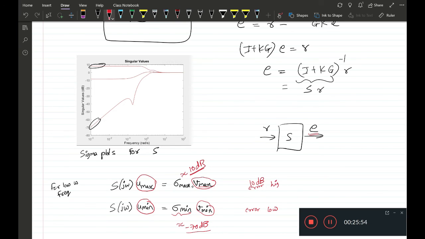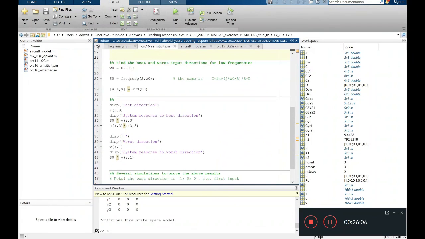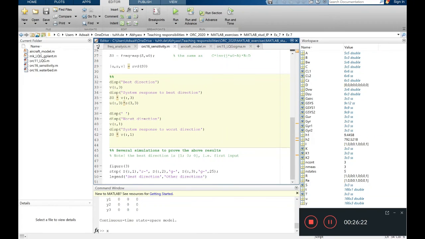And this you can see in the Matlab code by finding functions. So here you see the Matlab code. You can get the best direction, which is the direction corresponding to the smallest singular value, and the worst direction, which is the direction corresponding to the largest singular value, and then simulate your system to get this response.